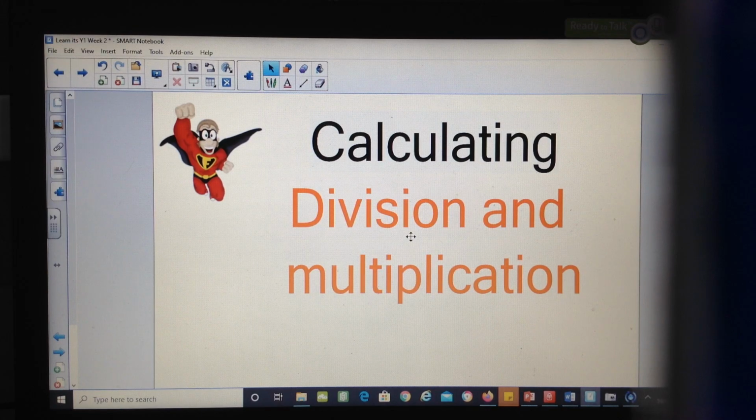Now you should be practicing doing the whole fact family and trying to do the multiples of 10 as well. So if we know that 7 add 7 is 14, we can use that in our calculating, in our division and in our multiplication. Let's have a look at it.